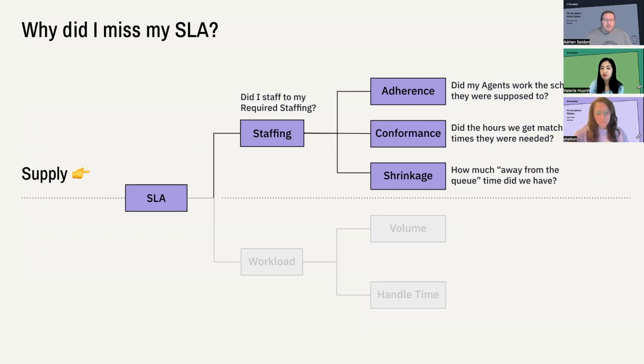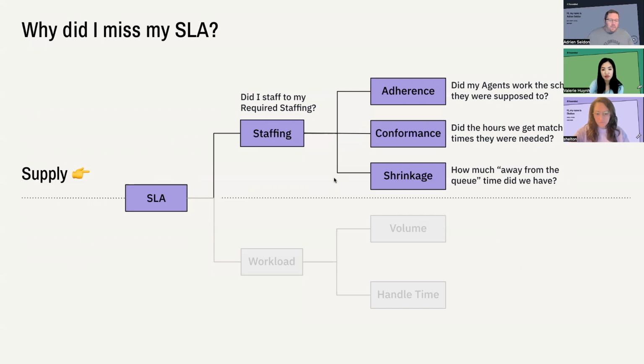And so the question here is, did I staff to my required staffing? If we want to get really into the weeds, there's the required staffing that we thought we were going to need with our volume and our handle time forecasts. And then there's the required staffing that we actually needed. So this is a good way to start, but make sure that you are not saying, this is what Adrian said in this webinar, this is the only thing I'm going to look at. This is where you start, and then start to build out the processes that work better for you.